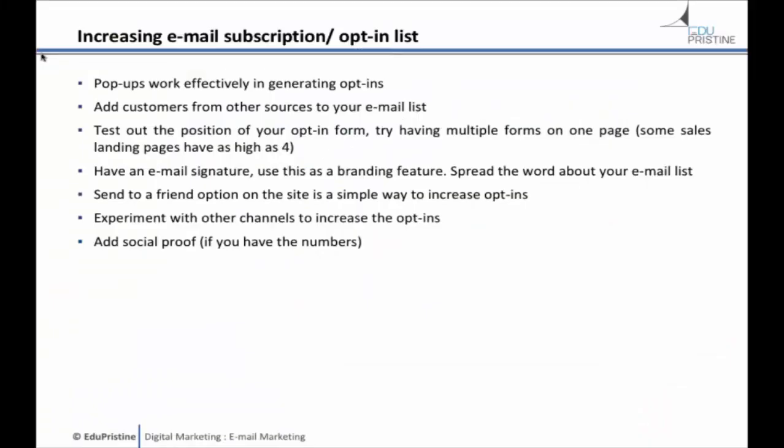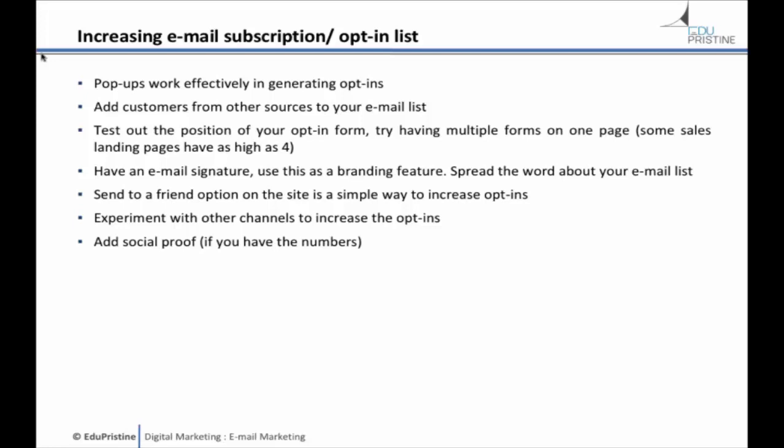And then have an email signature, use it as a branding feature, spread the word about your email list. In your email signature, you can also say that if you want to opt in, here's the link. So you can also do that. A send-to-a-friend option on the site is a very simple way to increase opt-ins. It is also very important to have social share features on the site, which helps you increase the number of opt-ins if somebody refers you through the website.